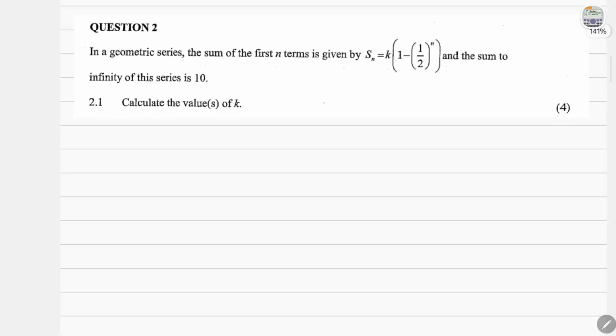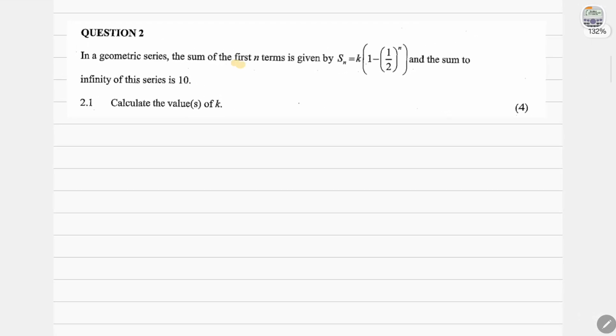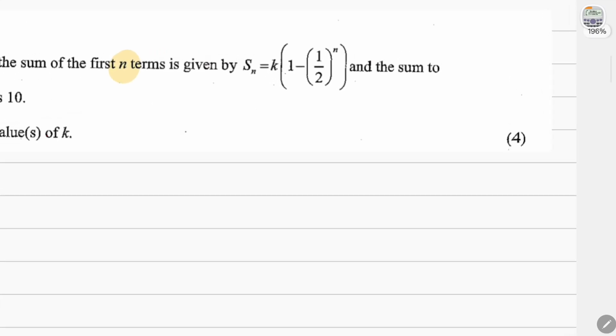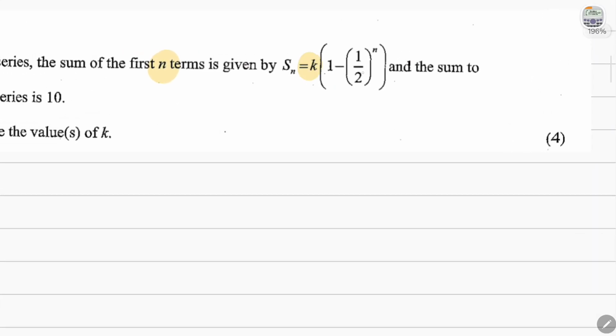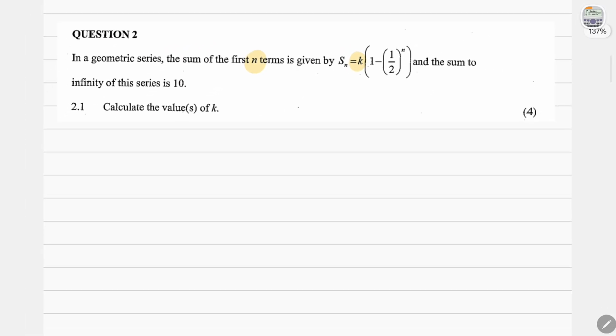Question 2 says, in a geometric series, the sum of the first n terms is given by Sn equals k times (1 minus 1 over 2 raised to the power of n). So it multiplies by all of that. And the sum to infinity of the series is 10. They want us to calculate the value or values of k.